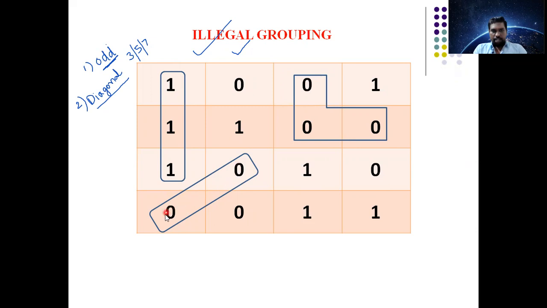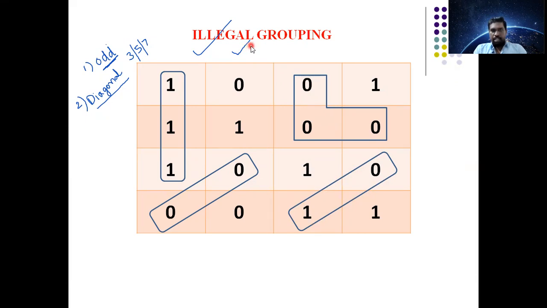So when you group this type of grouping, it is also an illegal grouping. This is the example for the second statement, diagonal grouping. These two are the examples for the first statement, and these two are the examples for the second statement. So when you observe these two types of statements in any K-map, then you can perfectly say that it is an illegal grouping.